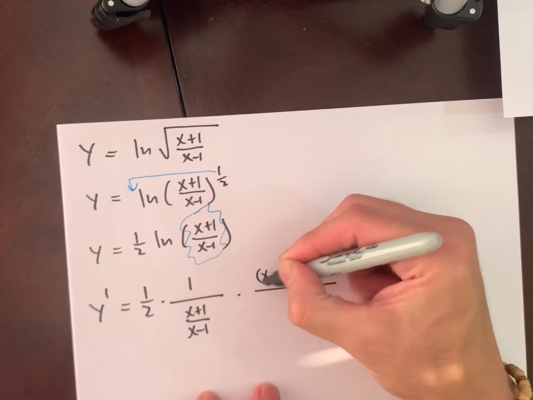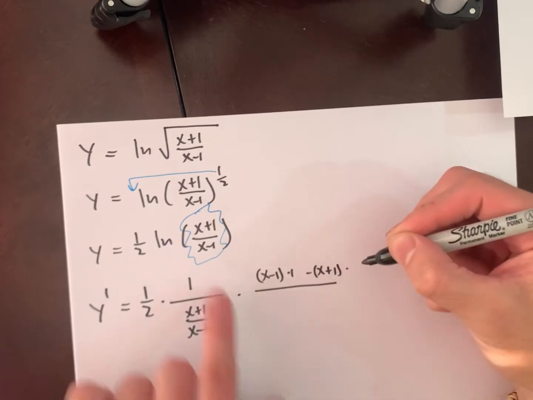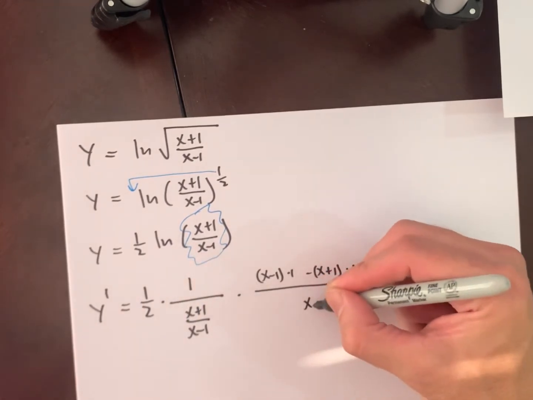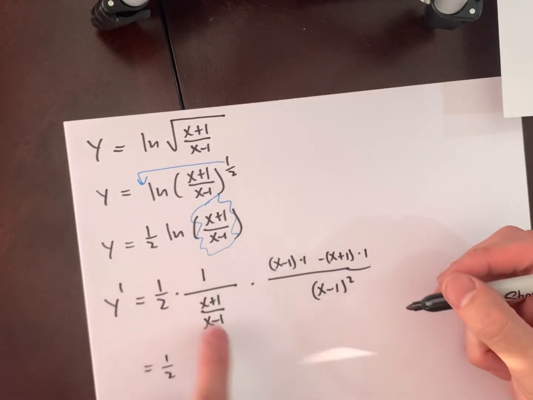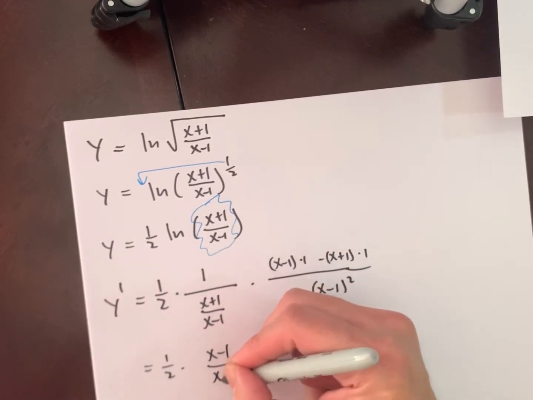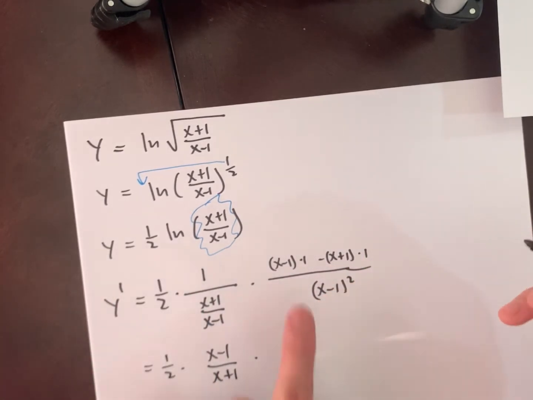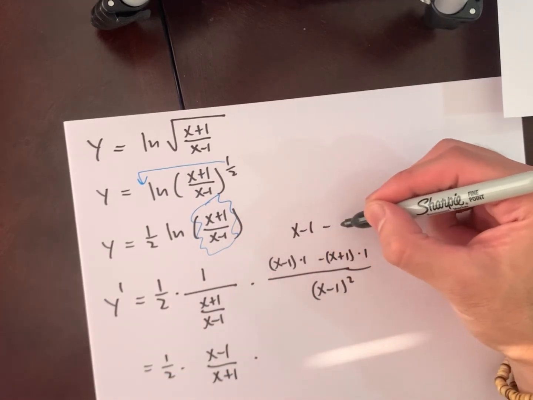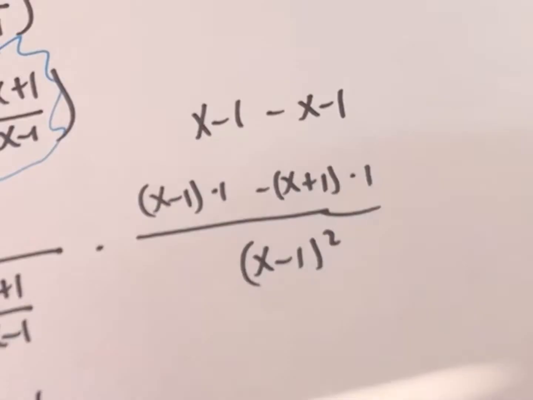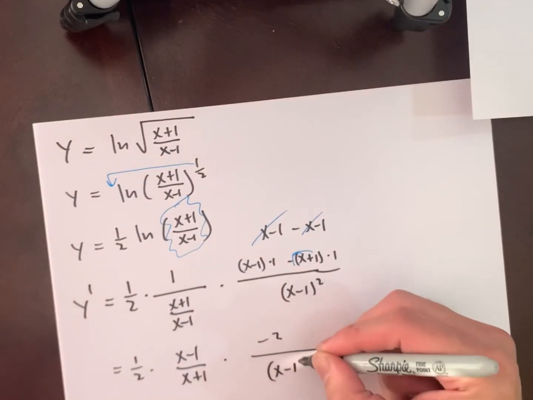Bottom times the derivative of the top, which is 1, minus the top, in parentheses, times the derivative of the bottom, which is 1, over the bottom squared equals 1/2. If you have 1 over a fraction, it's just the reciprocal of that fraction. It's a pro tip. See that? I just turned this upside down because it was below 1 times. Up here, if you distribute, that's just going to be x minus 1 minus x minus, distribute that negative. You see that negative 1? Distribute it to both. Those are gone. It's just negative 2 over x minus 1 squared.